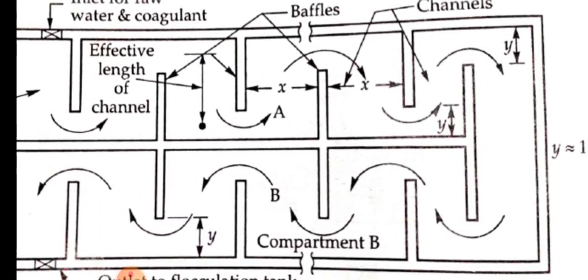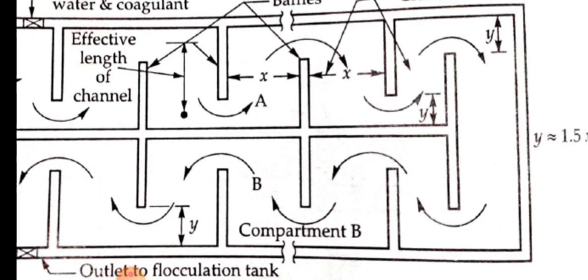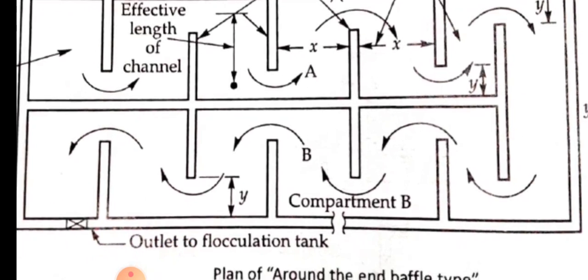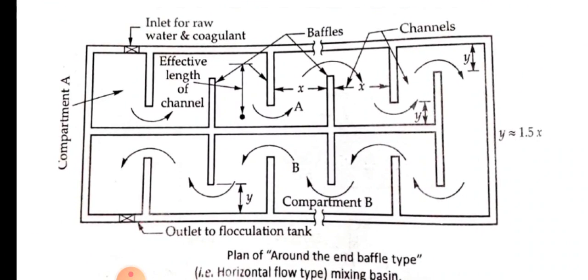Again, the clear opening between the end of each baffle and the tank wall is shown by the distance Y here. The distance Y, between the end of the baffle and the wall of the tank, should be kept at 1.5 times the distance between the baffles, that is X. And the floor of the channel should slope towards the outlet. Of course, only then will the water flow from the outlet. Now, for the round the end baffle type, the depth is obtained by dividing the cross-sectional area of each channel by the distance.